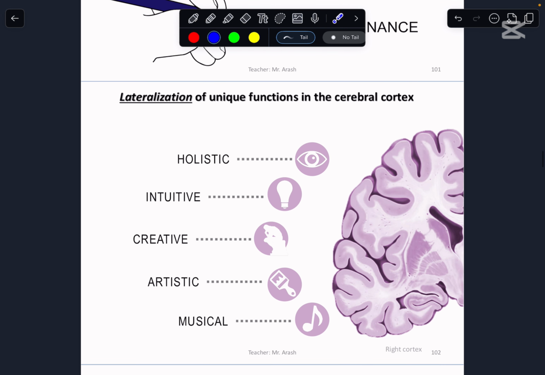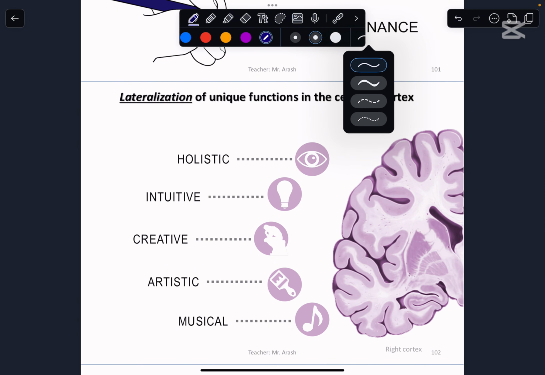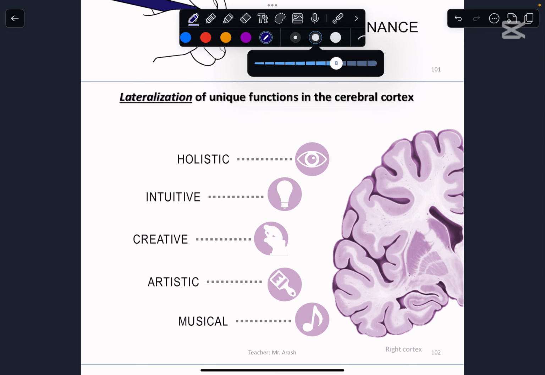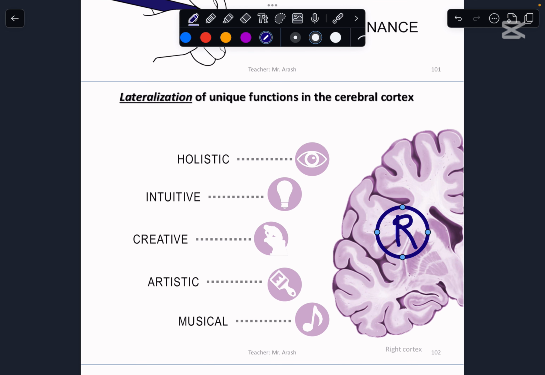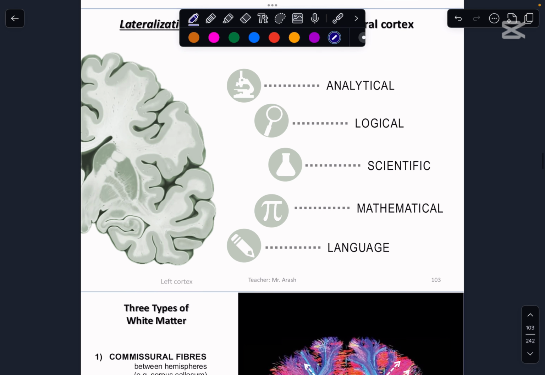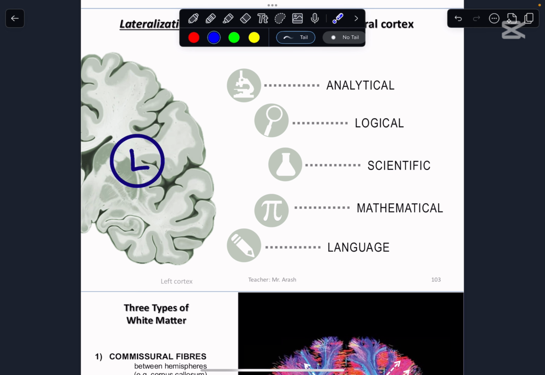But when we look at the left and right brain, we also see differences in overall function. So for example, this is the right brain. The right brain, as you can see, has to do with holistic functions, intuition, creation or creativity, artistic functions, and musical functions. When we switch to your left brain, you're thinking things like analytical, logical, scientific, mathematical, language functions.